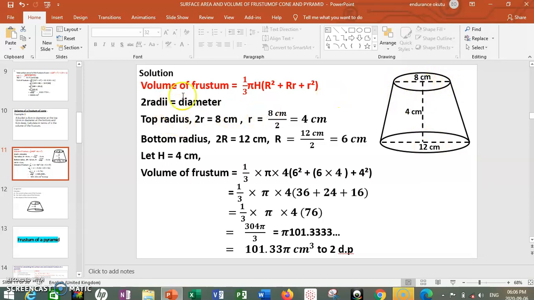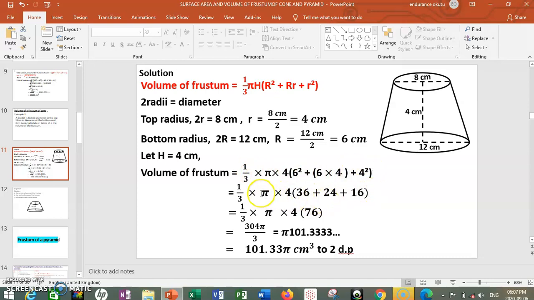Now we know that 2 radii is equal to the diameter. So for the radius of the top of the frustum, 2 radii equal 8, so when we divide 8 centimeters by 2, we have 4 centimeters. And for the base radius, we divide the diameter by 2, giving 6 centimeters. Our height is 4 centimeters. Now plug your values into the formula, which is 1/3 pi H (R squared plus R times r plus r squared). This gives us 4 open bracket 6 squared plus 6 times 4 plus 4 squared.